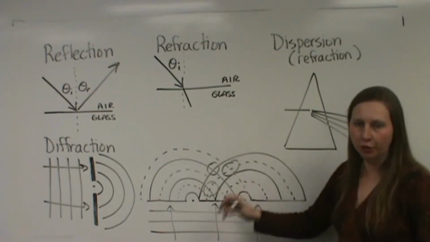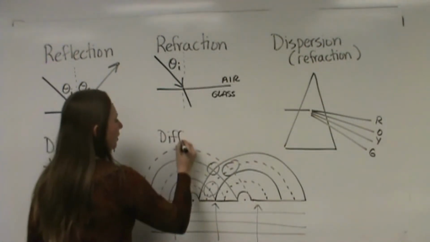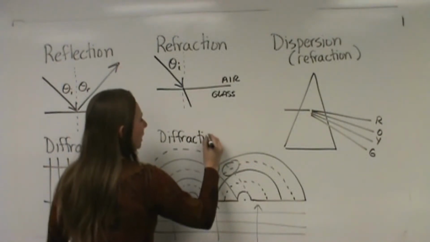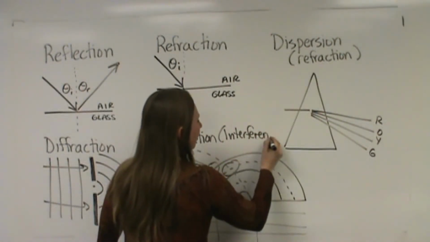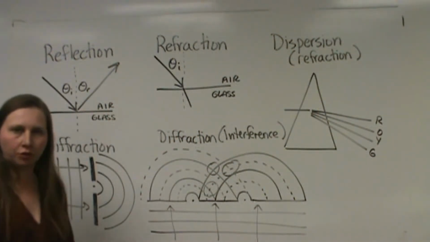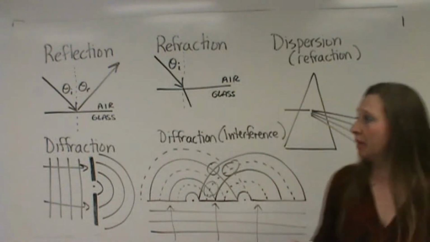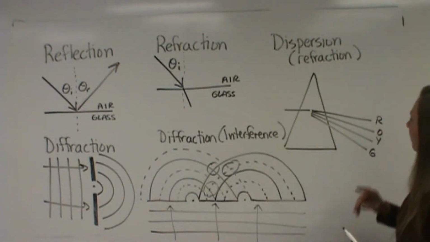So let me write that down. This is diffraction and also interference. Remember, what we're doing here is looking at all the different pictures so you won't get all these pictures mixed up. All right, now I can do one more example of interference because I've got a little space right here.